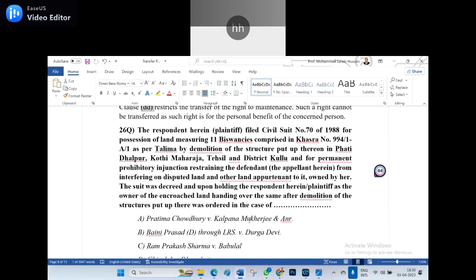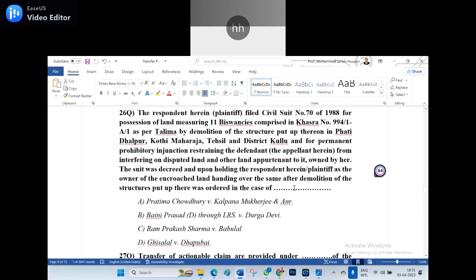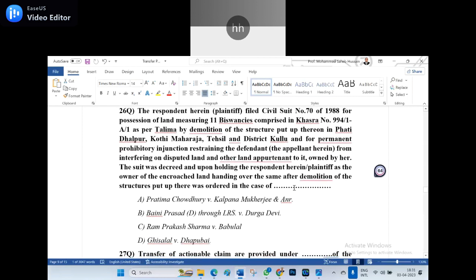Okay, the respondent here, the plaintiff, filed a civil suit under Section 7 of the 1988 Act for possession of land measuring 11 Biswansis, comprised of Khasra 1999, in the Talima of the demolition of the structure put up therein, party Dhalpura, Koti Maharaja, Tehsil and district Kullu, and permanent prohibitory injunction restraining the defendant-appellant herein from interfering with the disputed land, other land appurtenant and the total same after the demolition of the structure put up there was ordered. This is the case of Maharaja Kothi, in which these facts are there.